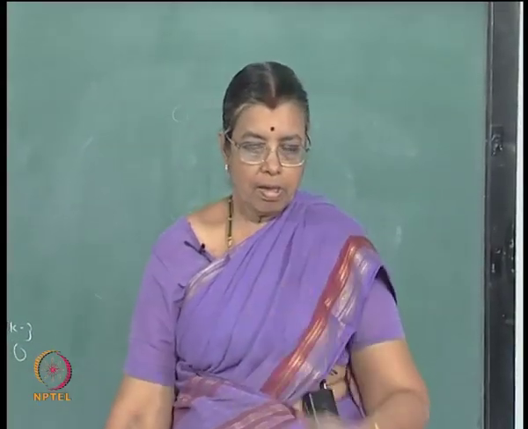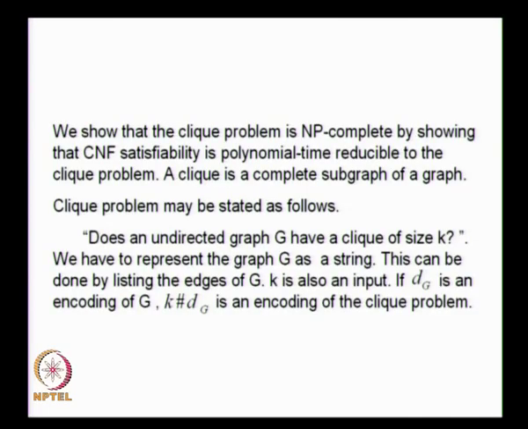Okay. We shall show that the clique problem is NP complete by showing that CNF satisfiability is polynomial time reducible to the clique problem. Actually, once we know that a problem is NP complete, we can reduce it to another problem and show that the new problem is NP complete. That is what we are going to do now. We know that CNF satisfiability is NP complete. Now, we are going to reduce it to the clique problem.